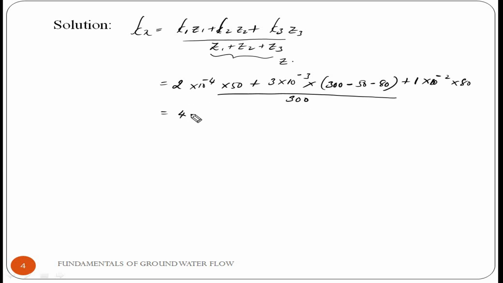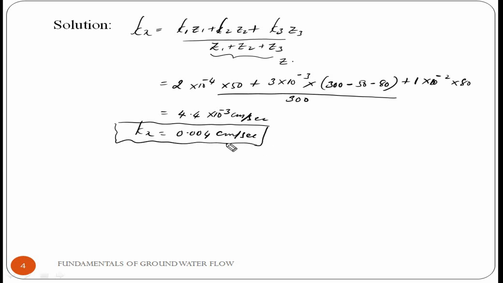So if you solve it, it is coming around 4.4 into 10 to the power of minus 3 centimeter per second, or Kx is equal to 0.004 centimeter per second. So this is the average coefficient of permeability parallel to the bedding planes. So similarly we have to calculate the average coefficient of permeability perpendicular to the bedding planes. Let us take Ky here.